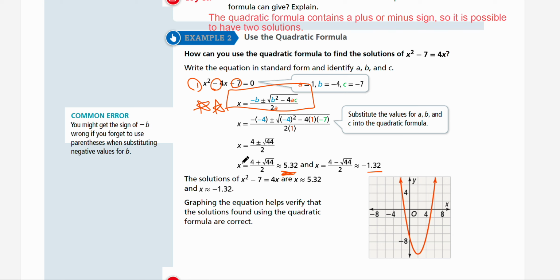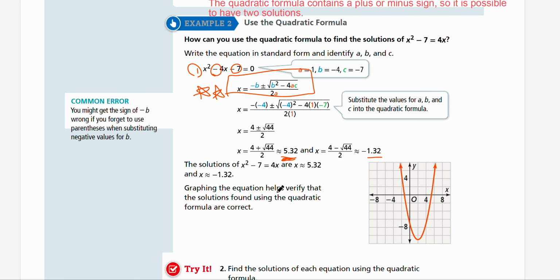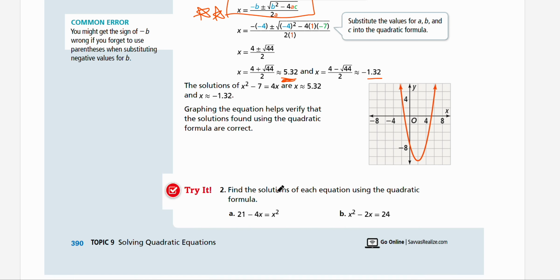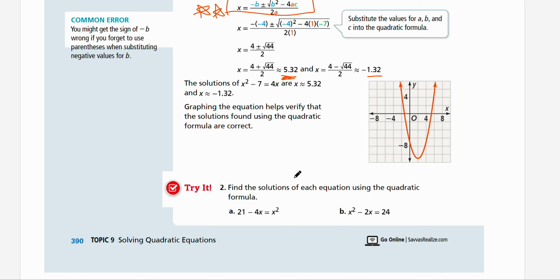But in order to check the details, you have to check your steps. Let's look at try number 2. Find the solutions of each equation using the quadratic formula. So change them into standard form and then use the quadratic formula, plug it in, and simplify your solutions. Pause the video, see if you can solve it by yourself. Come back when you're ready for answers.